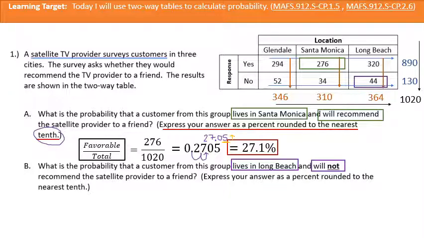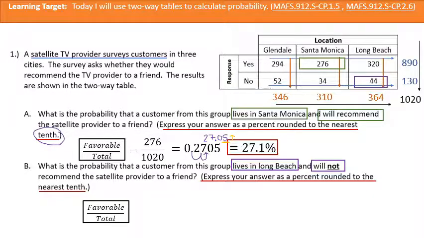44. All right, so they said, look at 44. That's the intersection of No and Long Beach. Okay. So how are we going to express our answer? In terms of a percent rounded to the nearest tenth. So let's think about what is probability. It's the number of favorable outcomes over the number of total outcomes. Notice I'm saying this over and over and over again so that hopefully it sticks in your brain.